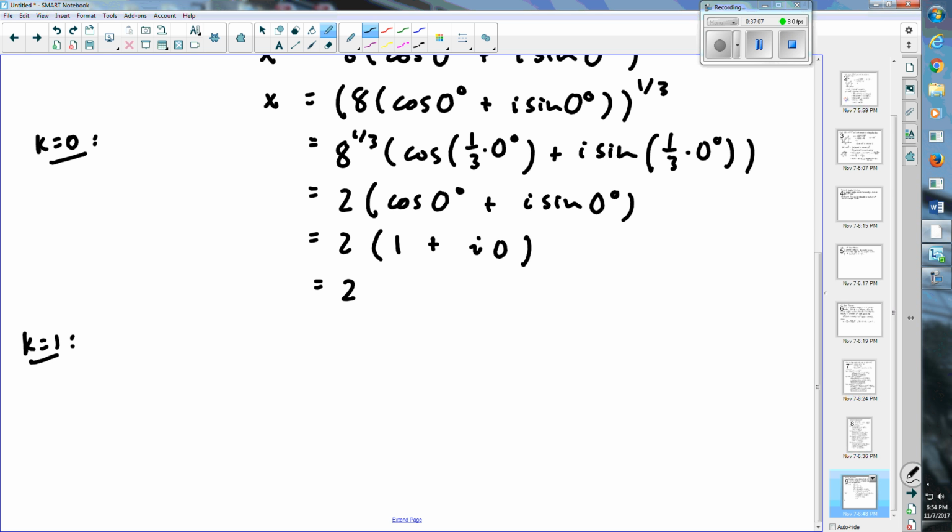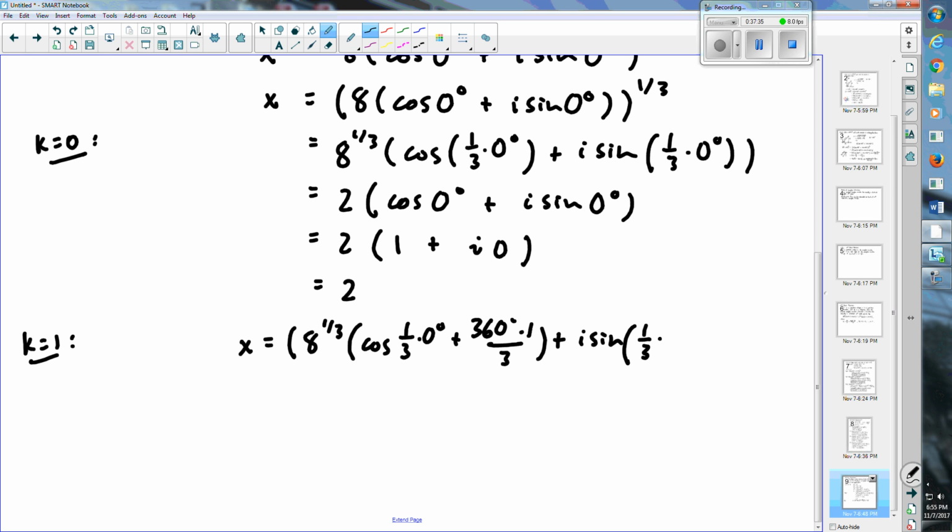Let's try k being equal to 1 and see what happens. We get x is equal to 8 to the 1/3 power times the cosine of 1/3 times 0 degrees plus 360 times k, well, it's just times 1 because k is 1, over 3, plus i times the sine of 1/3 times 0 degrees plus 360 degrees times 1 over 3. And then 8 to the 1/3 is 2, excuse me.